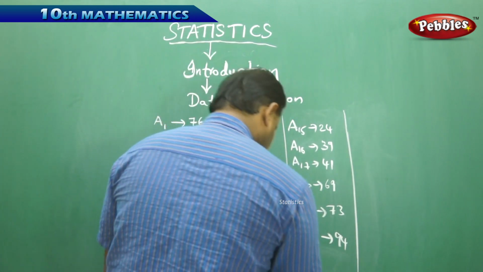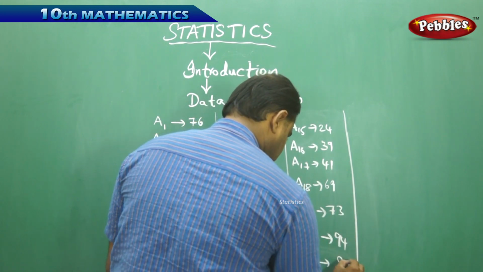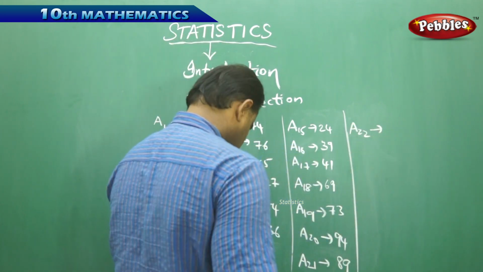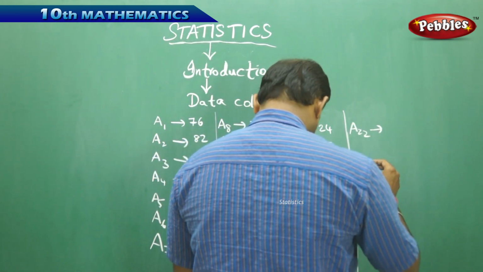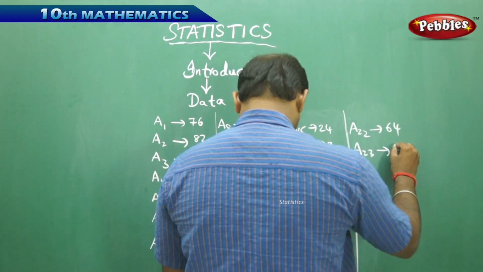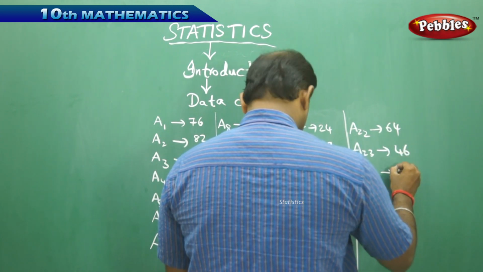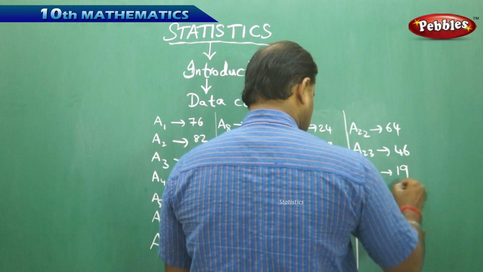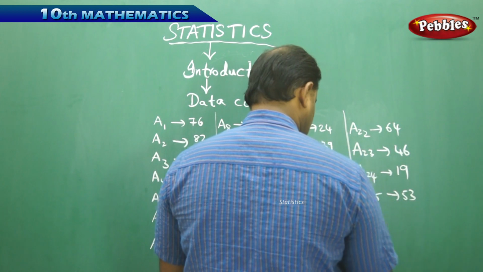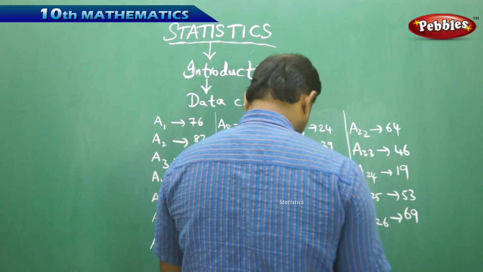Next, A21, which is 89, and next A22, which is 64, and A23, which is 46, A24, which is 19, A25, which is 53, and A26, which is 69.